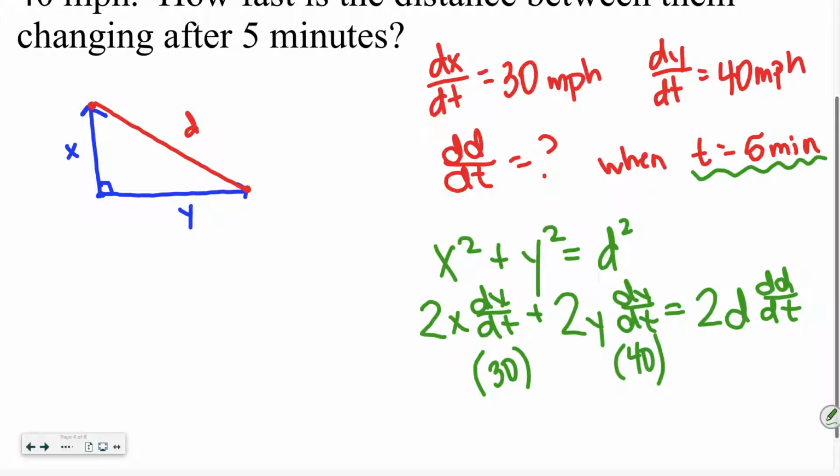So our time is 1/12 of an hour. Our rate is 30 miles per hour. So after 1/12 of an hour, this distance would be what? Is it 2.5? Yes. How did we get that? Distance equals rate times time. Right? Back to science class. Distance equals rate times time. So if our rate is 30 and our time is 1/12, we get 2.5.